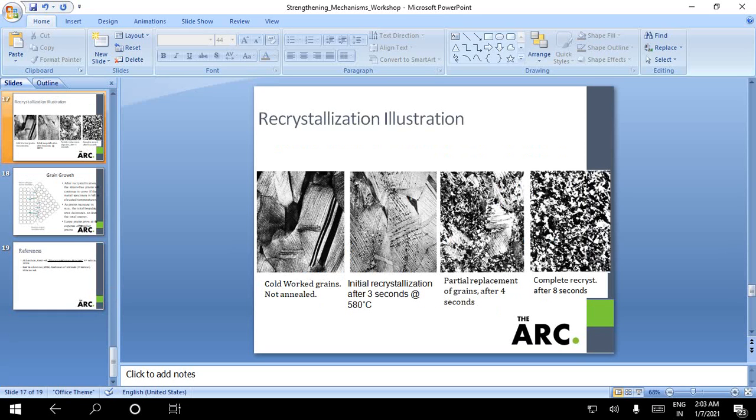Here is the recrystallization process illustration, how it will be. The first one indicates the cold worked grains. Normally before doing the annealing process, it will be like this. After initiating recrystallization, after 3 seconds at a temperature of 580 degrees centigrade, the recrystallization initially looks like this. After partial replacement of the grains after 4 seconds, it looks like this. And then complete recrystallization happens after 8 seconds, and it will be like this.